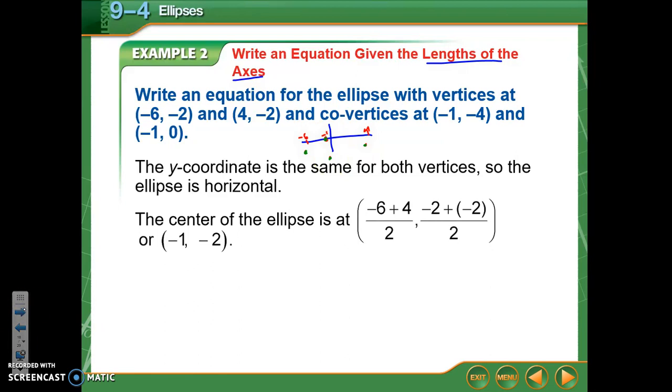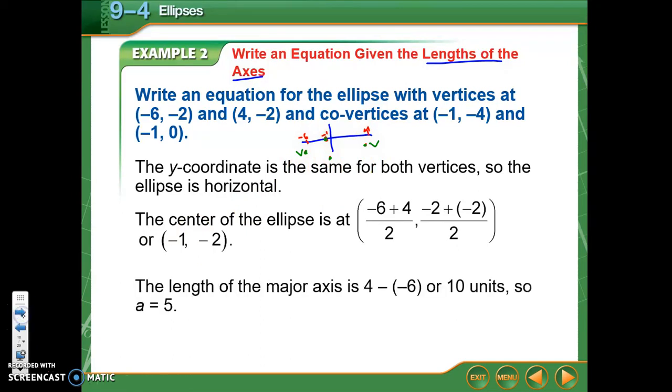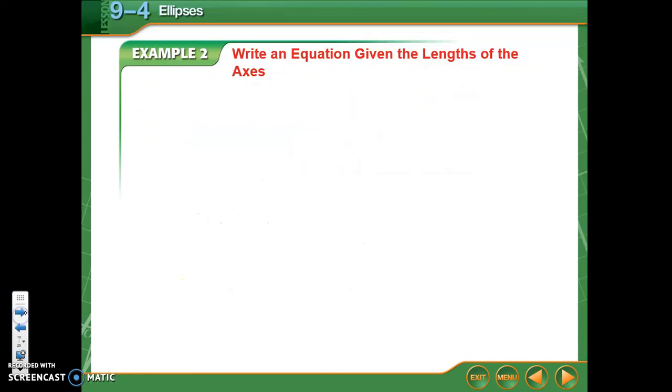I need to find the center of my ellipse, which is halfway between my vertices. So here, they're just showing you the midpoint formula to go halfway between my two vertices. Remember, halfway between the vertices is the center. So my center is -1, -2. The length of the major axis, which is between my two vertices, is 10 units, right? From -6, -2 to 4, -2 is 10 units. That means that my A value is 5, half of the major axis.